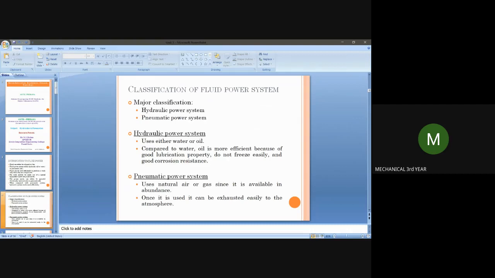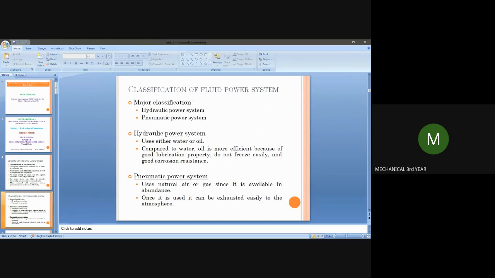Oil has a self lubricating property, as we all know. So when compared to liquid, it provides better lubricity, and it also reduces freezing. Freezing is nothing but the change in state. When compared to water, oil freezes more slowly, and it also has good corrosion resistance, which has to be noted down.